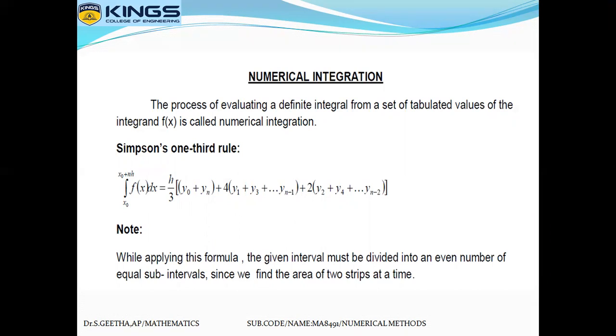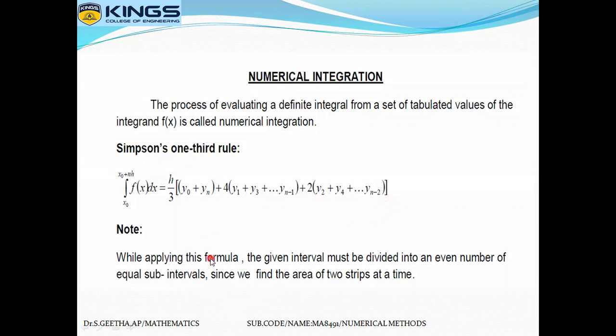This rule states that integral x0 to x0 plus nh of f of x dx equals h/3 into [y0 plus yn plus 4 times (y1 plus y3 plus etc. plus yn minus 1) plus 2 times (y2 plus y4 plus etc. plus yn minus 2)]. This can also be stated as 1/3 h into sum of the first and last ordinates plus 4 times sum of the odd ordinates plus 2 times sum of the even ordinates.